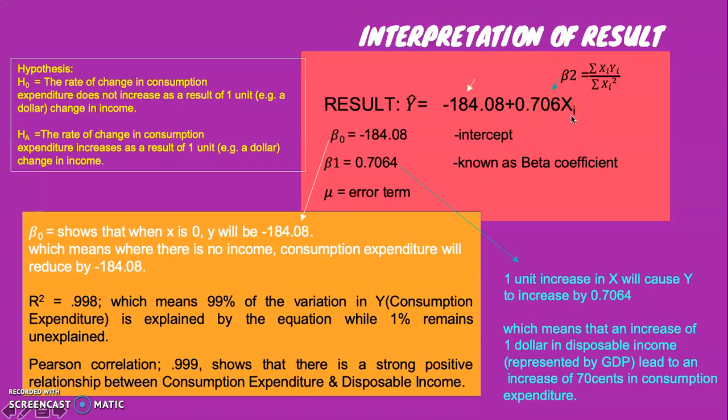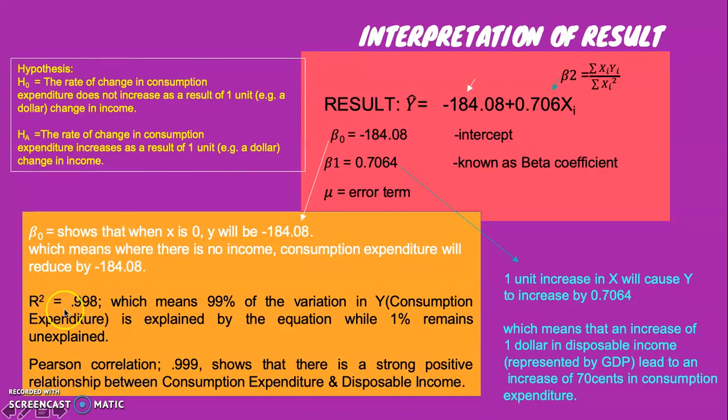What does 0.706 tell us? It tells us that when there is a 1 unit change in income, consumption expenditure will increase by 0.706. In reality, it means that when there is an increase of $1 in disposable income, it will cause consumption expenditure to increase by 76 cents. As you can see, 0.706, which is the coefficient of it, is approximately 76.